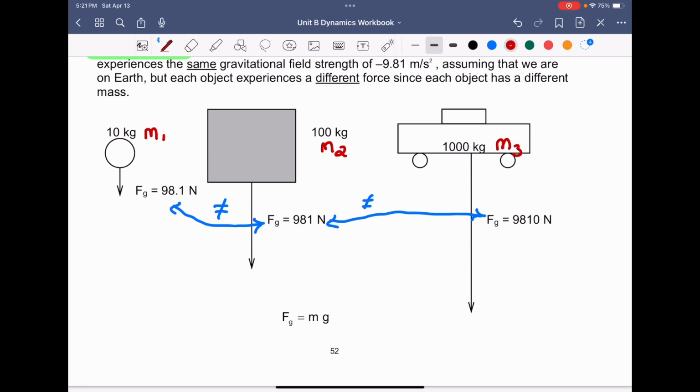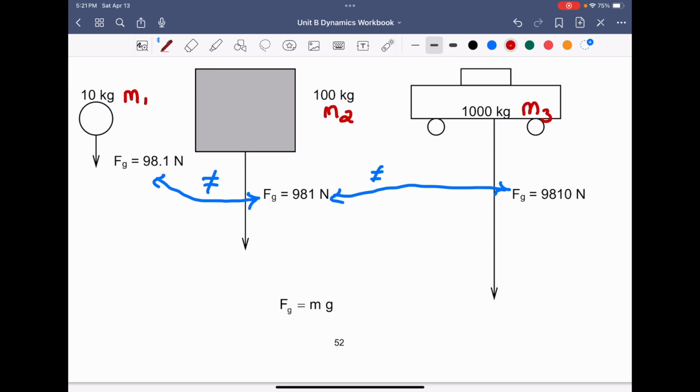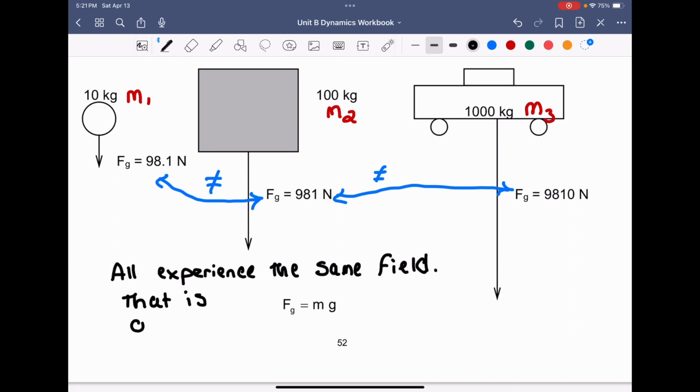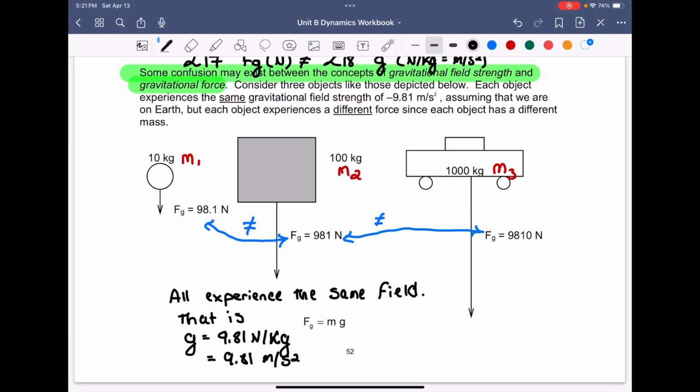Now, what we want to make sure is that when we look at these, they're all experiencing the same field though. And it's important to note that below. All experience the same field. That is g, and I'm going to put that below here. g is 9.81 newtons per kilogram, which is also equal to 9.81 meters per second squared. Really important to note that there, because although we get different forces, that's just because of the different masses. We do experience the same field though.